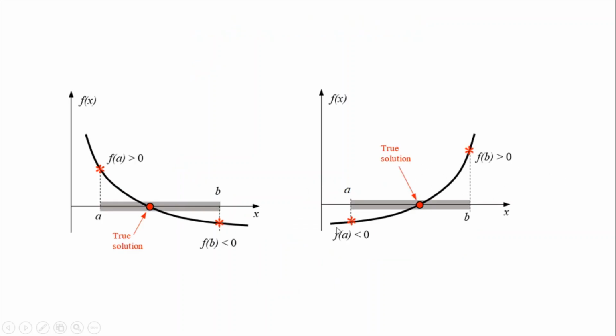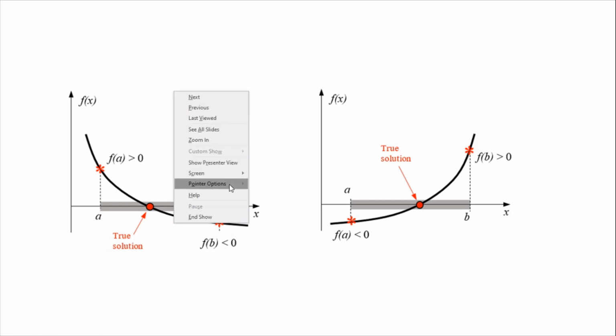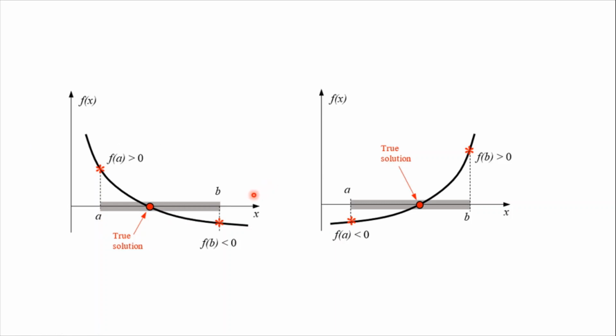These bracketing methods make use of the fact that near the vicinity of the true solution, the value of the function changes in sign. In the first case, for example, the value of the function at A is positive and the value of the function at B is negative. In the second case, in the interval AB, the value of the function at A is negative and the value of the function at B is positive.